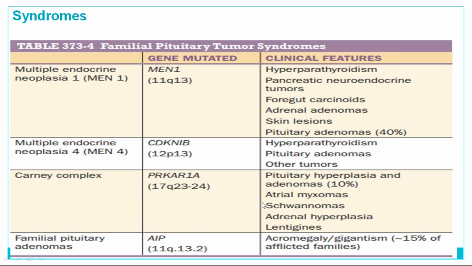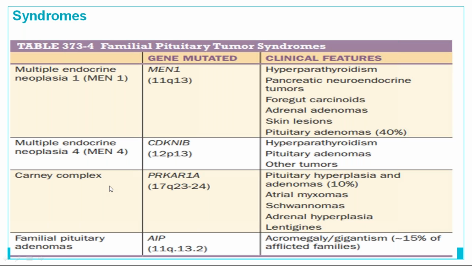Carney complex. Carney complex is pituitary adenomas, atrial myxomas, and lentigines. There will be hyperpigmentation. That is called lentigines. Carney complex, mainly you have to remember pituitary adenomas, atrial myxomas. In cardiology, they might have taught you Carney complex. And there are lentigines. These three are the features of Carney complex.